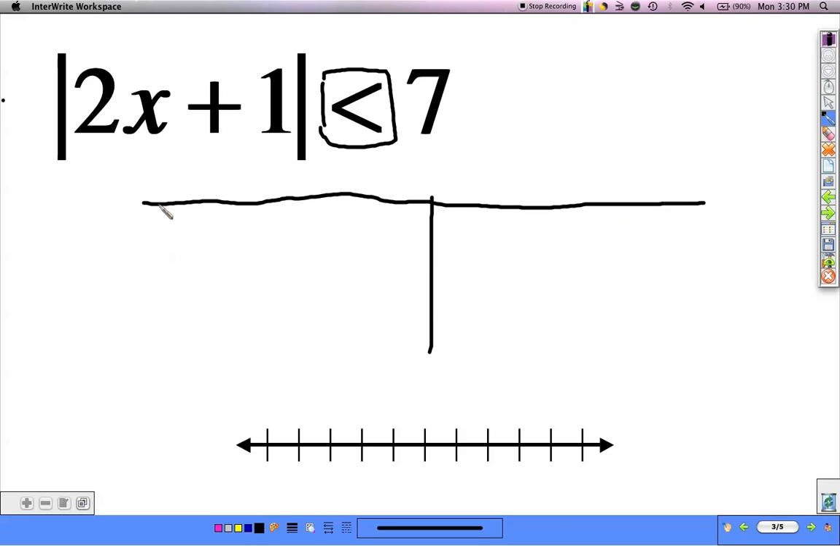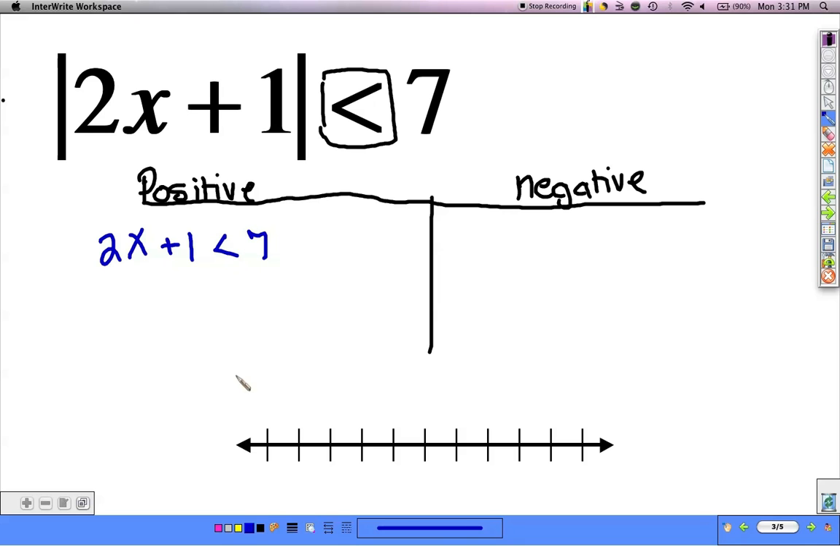On my left-hand side, I'm going to solve the positive case. And on the right side, I'm going to solve the negative case. Okay, now remember the positive case is the absolute value inequality exactly the way it is, except we're just going to get rid of the bars. So I just want to write 2x plus 1 is less than 7.